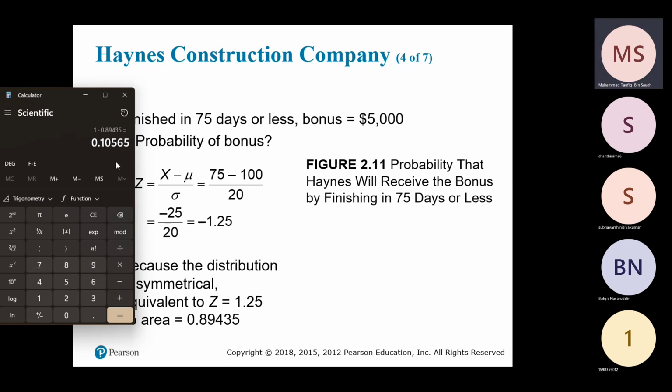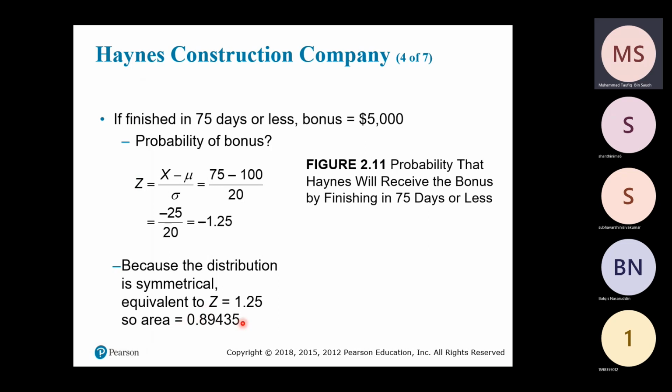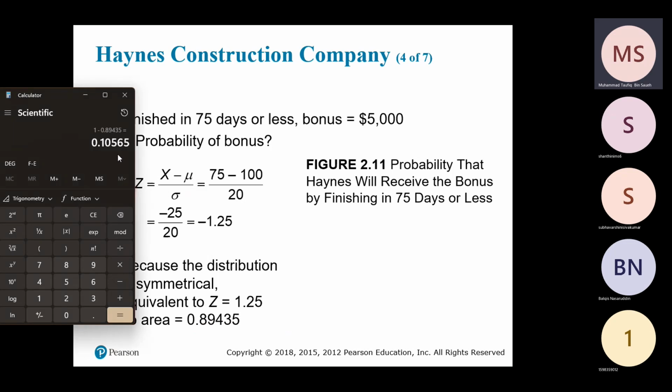Okay, so these are the probabilities. Here they made some mistake. Suppose you do 1 minus 0.89435, then you will get the value. So the possibility of getting the bonus is only 10%. It means that it is less likely that the contractor can complete the job within 75 days. So it's very unlikely.